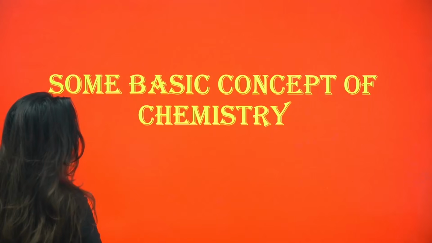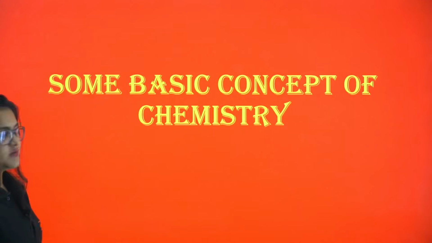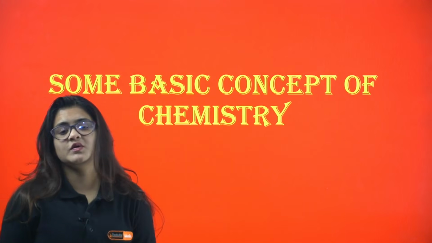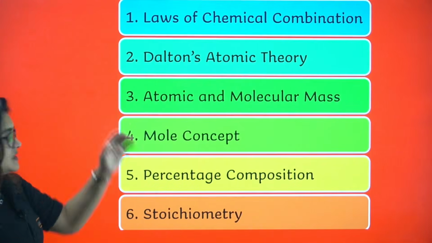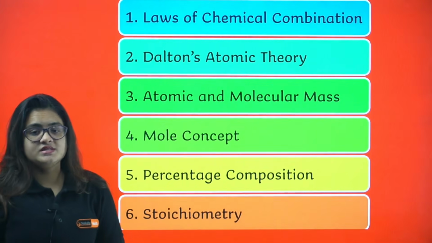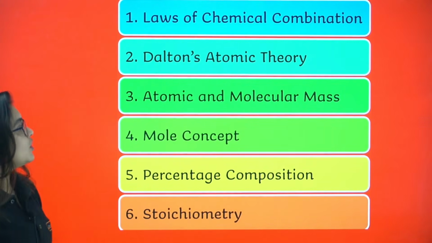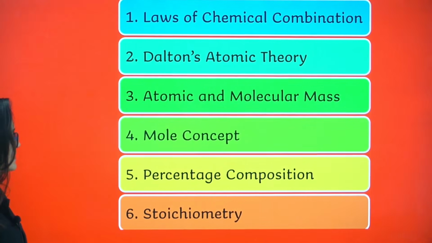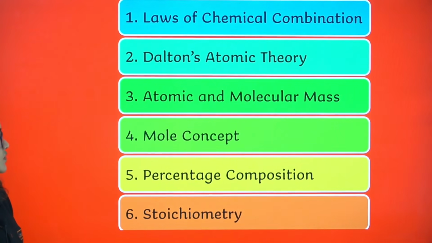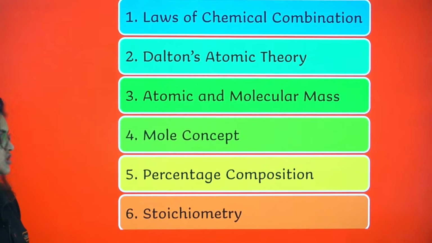So here you can see some basic concepts of chemistry, the first PU chapter that we are going to start today. So these are the things that you are going to learn. First, a little bit we will discuss the law of chemical combination, Dalton's atomic theory, atomic and molecular mass, mole concept, percentage composition and stoichiometry.